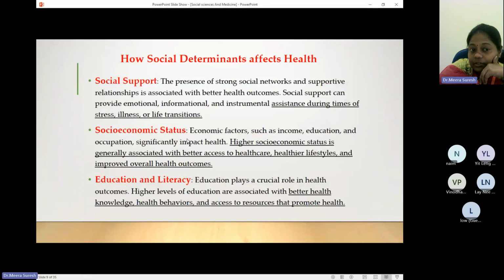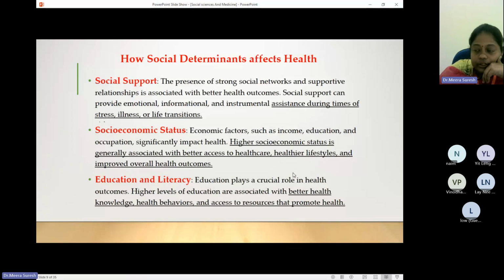So how are the social determinants affecting us? We need social support. Whenever a disease is there, we need support. It can be financial, or it can be emotional or instrumental assistance during some stress, illness, or life transition. A human being is a social animal and we are in society. Though we say that we can live independently, it is not always possible. Sometimes we have to have that social interdependence. So that is very much required in conditions of stress, illness, or life transition.